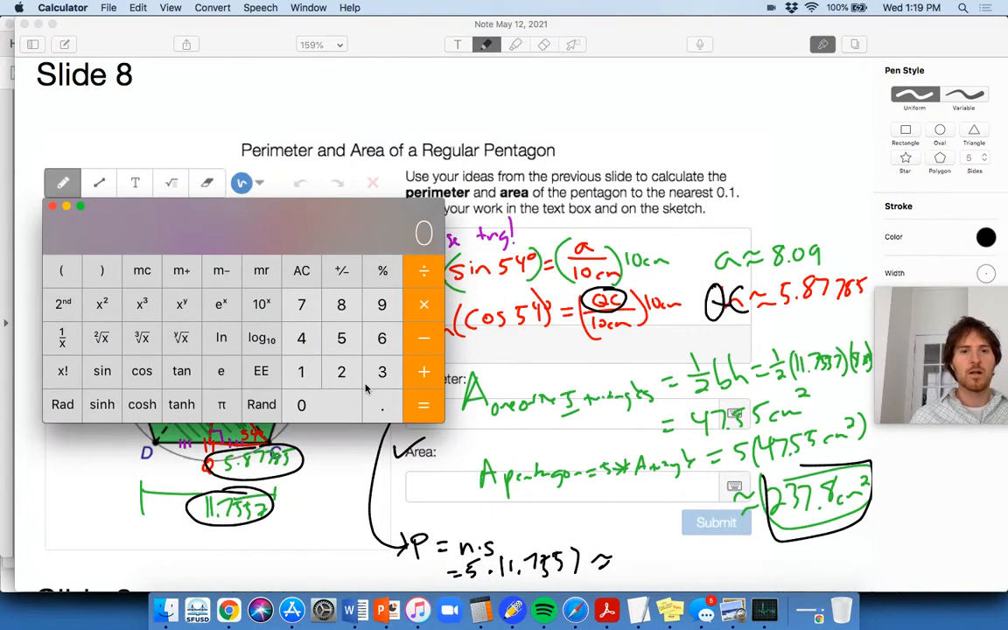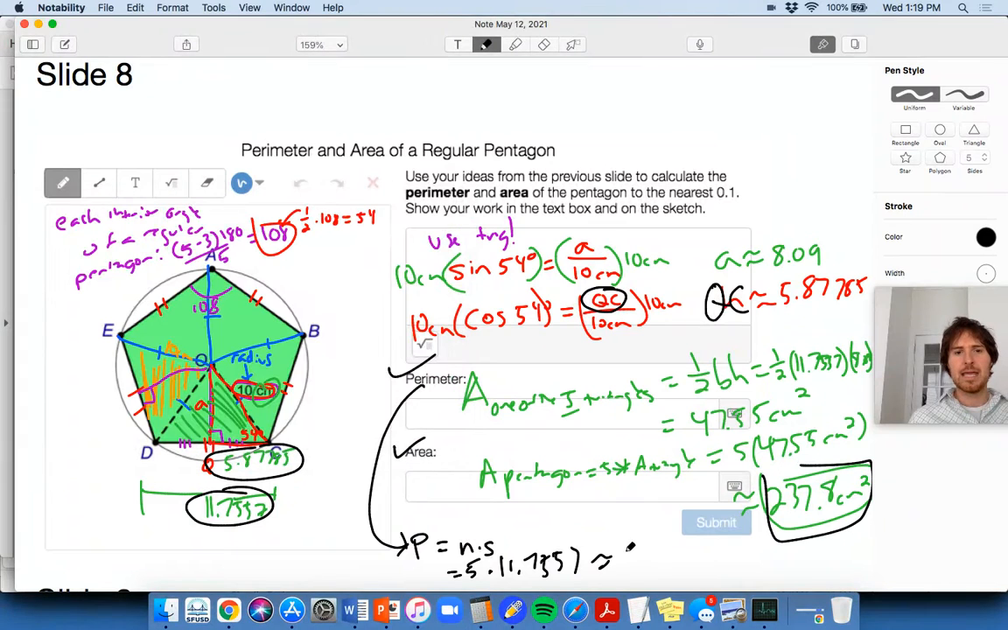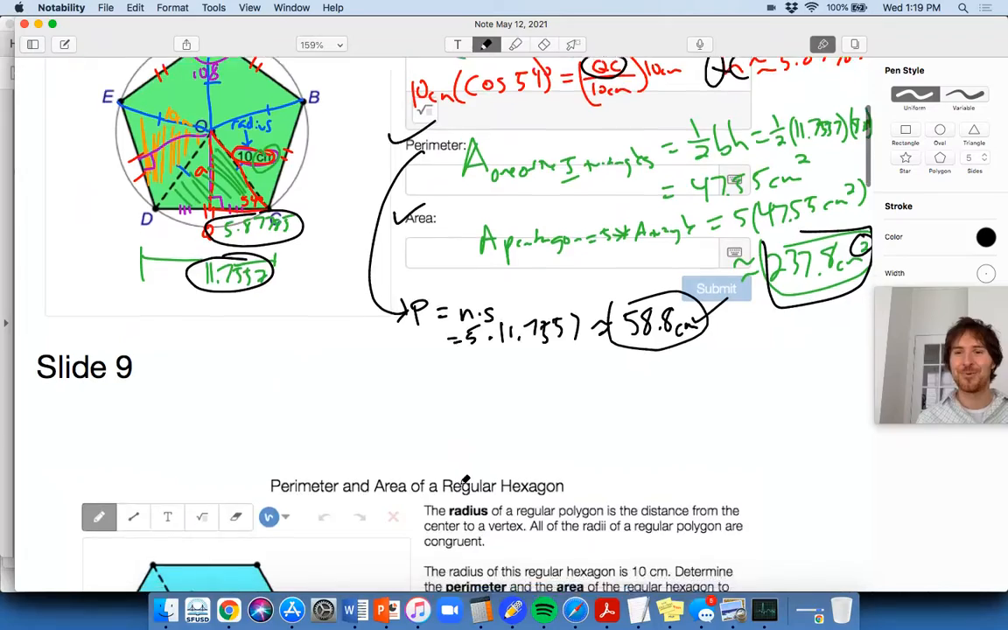Okay, so I'll do 5 times 11.7557, and I get 58.8. It's about 58.8. Hooray! All right, that's just in centimeters. Remember, that's one-dimensional, so we don't have the squaring here. We need the squaring for the area because that's a two-dimensional calculation. Base times height, 2 dimensions. Technically this is 1/2 apothem times the perimeter. Anyway, I'll give you the whole formula, but I don't want to do that here.